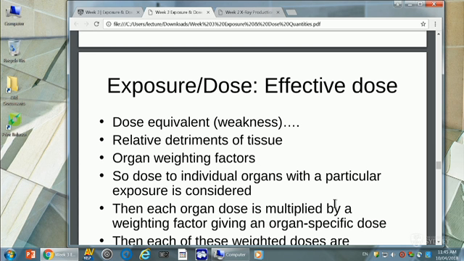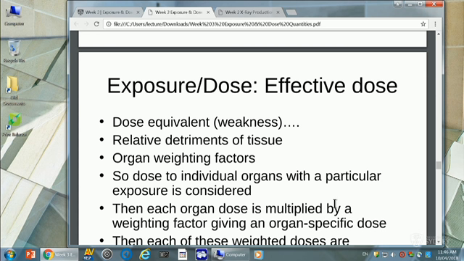For example, we'll get into radiobiology in a couple of weeks, but we know that the gonads are more sensitive than the liver. We know that breast tissue is more sensitive than brain tissue in terms of radiation sensitivity. We know that children are more sensitive than adults. We know that individuals in utero are more sensitive than those who have been born. So there is a whole range of different factors that will influence the impact of the radiation.